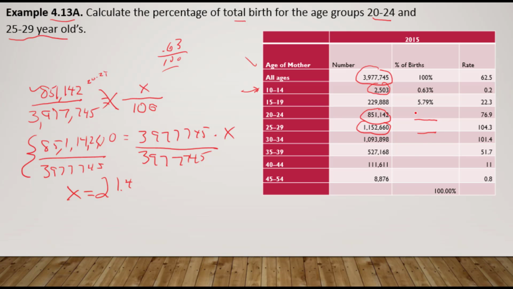I'm going to put that right here, 21.4%. So for women aged 20 to 24, 21.4% of all births they accounted for. Another way to look at that is that for every 100 births, 21.4 of them were from women 20 to 24. So let's erase this.